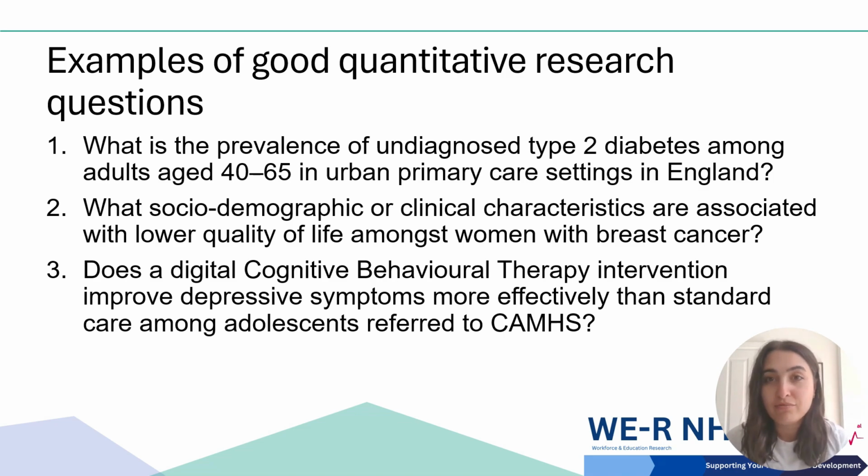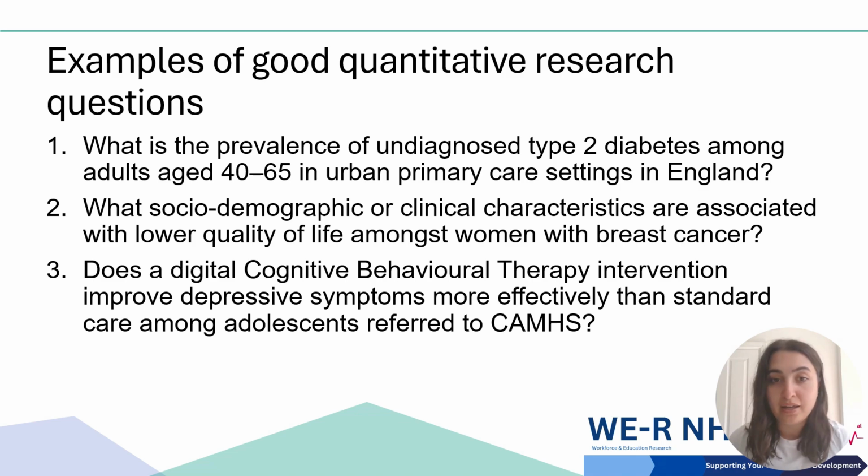You can see here that we've been really specific with the examples of the study population, for example, highlighting that in the first question, we're interested in adults aged 40 to 65. In the second question, this is women with breast cancer. In the third question, this is adolescents referred to child and adolescent mental health services. It's likely that you would then go on to define these topics further when you're planning your research protocol.